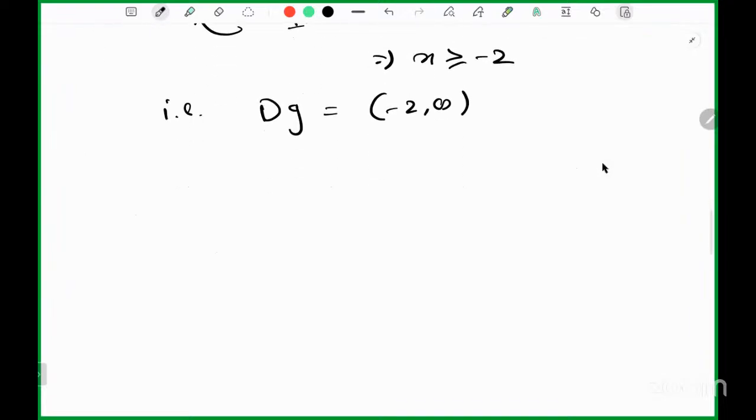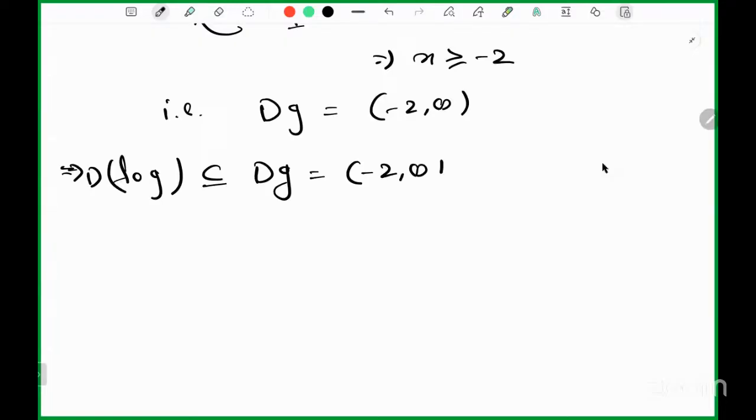Okay. So now what is the domain of f composition g? It is obviously a subset of the domain of g, that is -2 to infinity. And it is already given that this domain is actually -2 to infinity, right? So the domain of f composition g will be -2 to infinity. This is given in the question. So that means this option is correct. So the third option is correct.